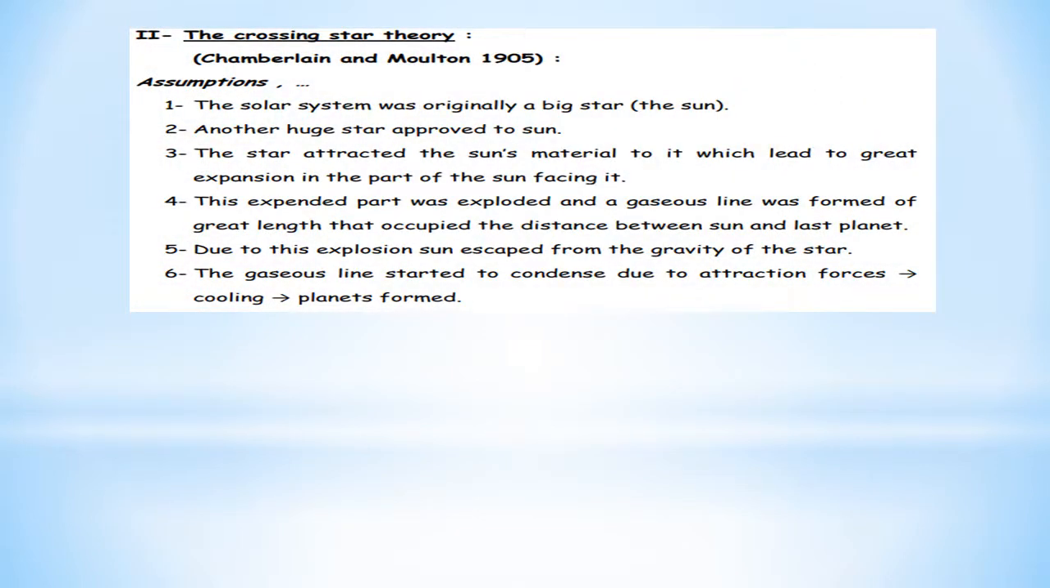The second theory is the Crossing Star Theory by Chamberlin and Moulton. What was the idea here? The origin of the solar system was a big star, which is the sun. The idea was that another huge crossing star approaches the sun. What happened? The star attracted the sun to it, leading to a great expansion in the part of the sun facing it. So a huge star was approaching the sun and attracted it. It did not attract the sun completely, but only brought it near, and this led to a great expansion in the part of the sun facing the huge star.